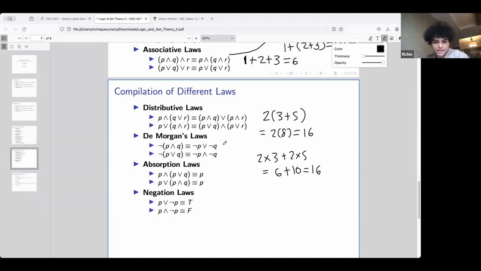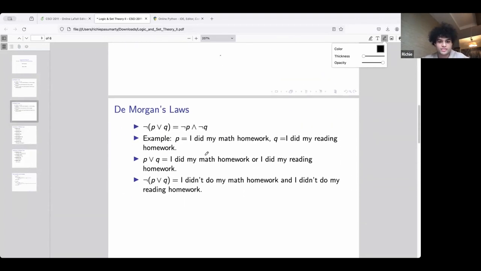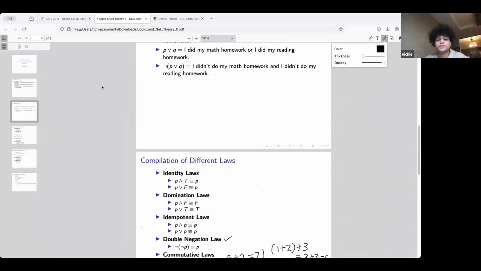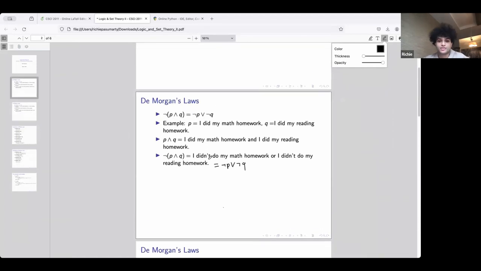All right, so this is another very important law, De Morgan's laws. It says that if I'm negating a statement like P and Q, it's equal to not P or not Q. And if I'm negating the statement P or Q, it's equal to not P and not Q. If you do recall from our slide above, we did talk about De Morgan's laws. We talked about the second one here and then the first one here.